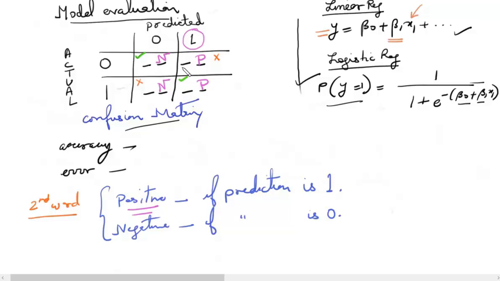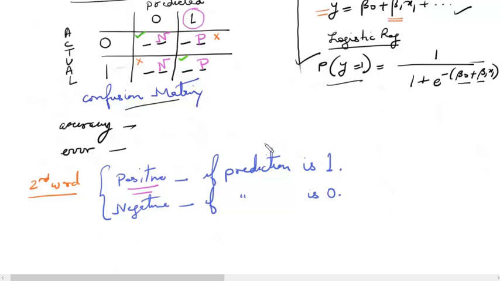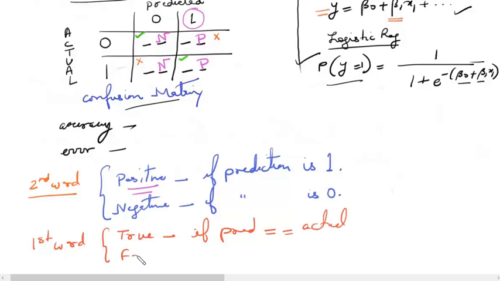Now once we have decided the second word, let us look at the first word now. The first word will be true if prediction is equal to our actual value, and it will be false if prediction is not equal to the actual value. So let us fill the first word now.